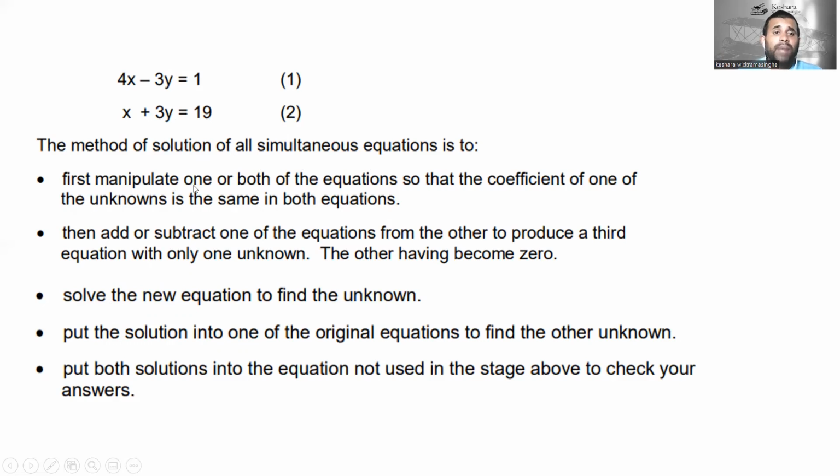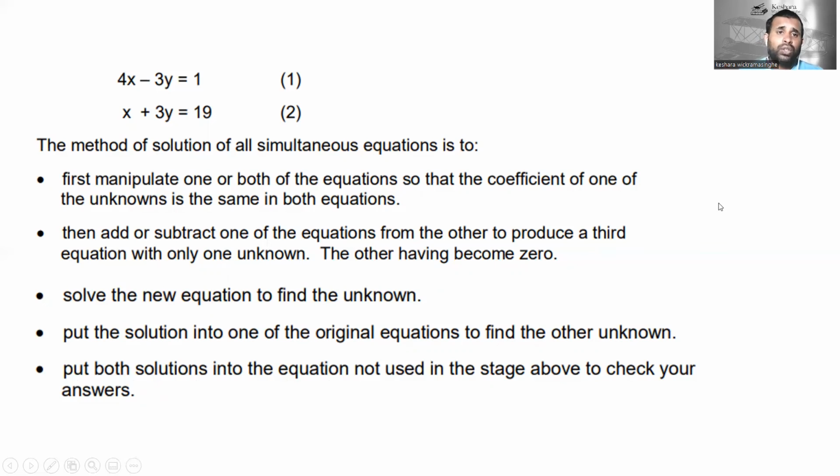So let's read. First, manipulate one or both of the equations so that the coefficient of one of the unknowns is the same in both equations. Second, add or subtract one of the equations from the other to produce a third equation with only one unknown, the other having become 0. Solve the new equation to find the unknown. Put the solution into one of the original equations to find the other unknown. Put both solutions into the equation not used in the stage above to check your answers.